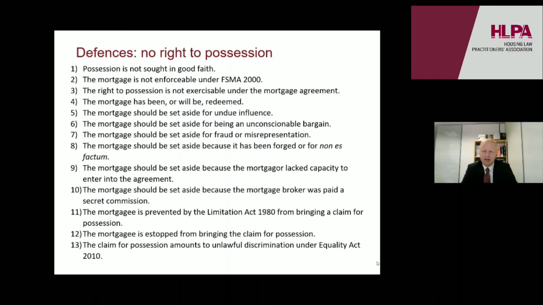Where you are arguing that the mortgage should be set aside for undue influence, that is a very good defence to utilise, and I will be considering that in a bit more detail subsequently. And linked to undue influence, or species, they're not undue influence, but they're like undue influence, you can also have a mortgage set aside for unconscionable bargain or fraud or misrepresentation. We won't be considering those in more detail.